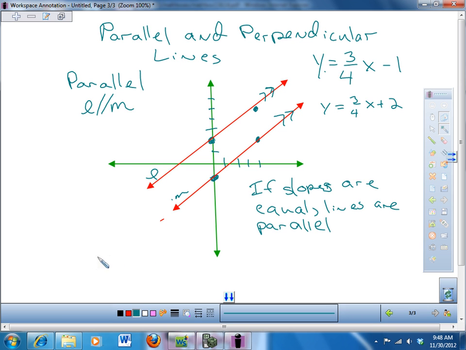Well, it's not all you got to know. Now we're going to have an equation. Now we're going to have a problem.